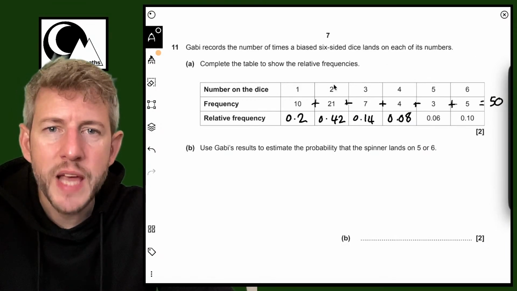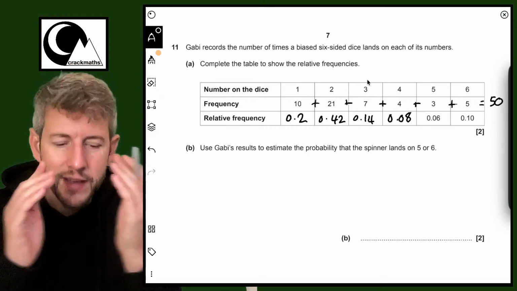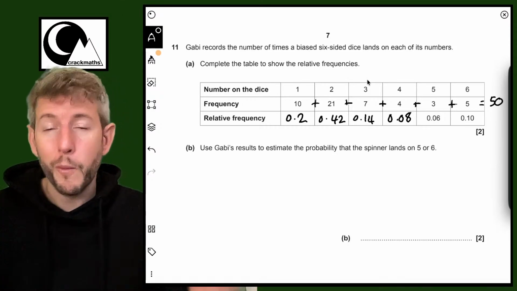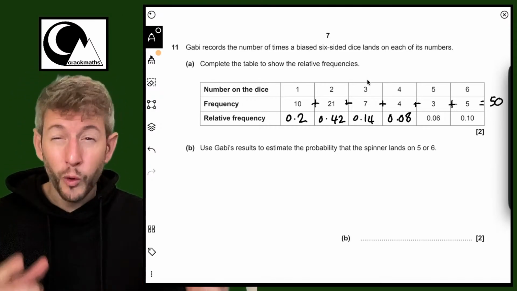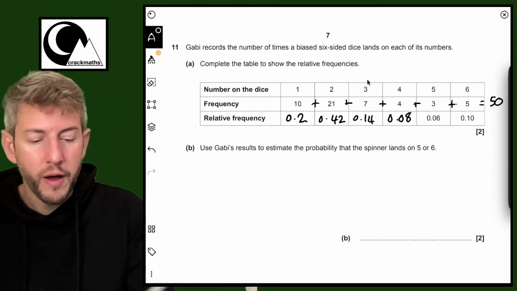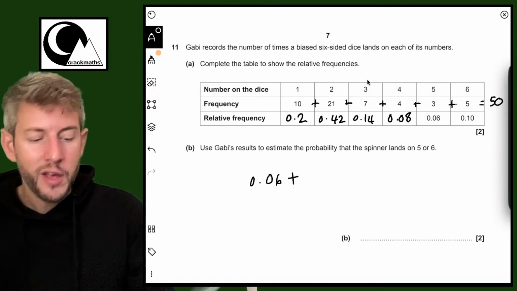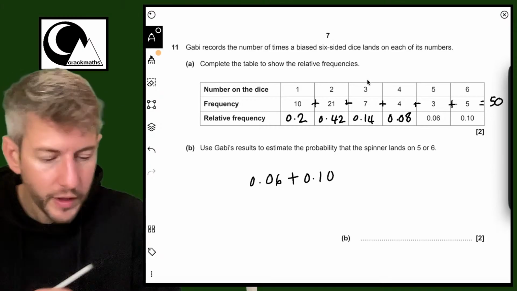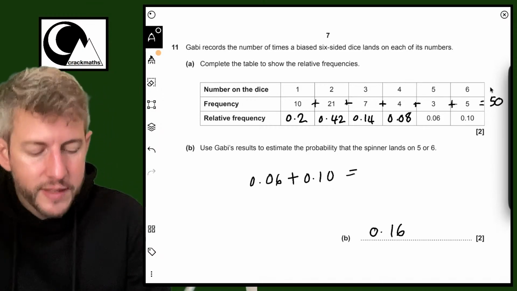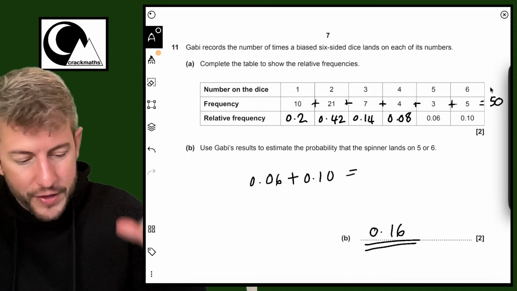Use Gabby's results to estimate the probability that the spinner lands on 5 or 6. Okay, so landing on 5 or 6 means it's increasing the probability because we're increasing the options of things that it can do. So if you see that word or, it means that we add the probabilities together. So the probability that it lands on a 5 is 0.06, and then the probability that it lands on a 6 is 0.10. Okay, so we're just going to add these two things together. That is going to be 0.16, but you could do that on your calculator as well, because this is the calculator test.